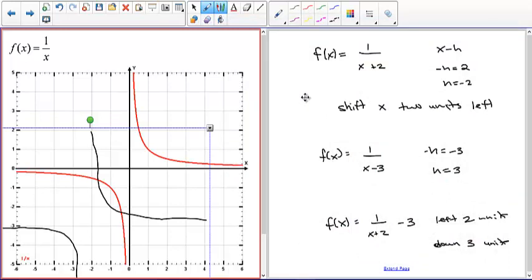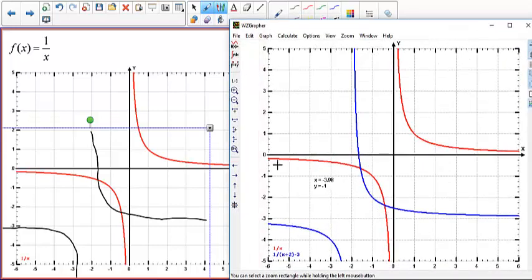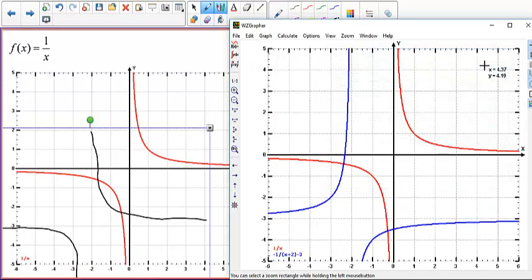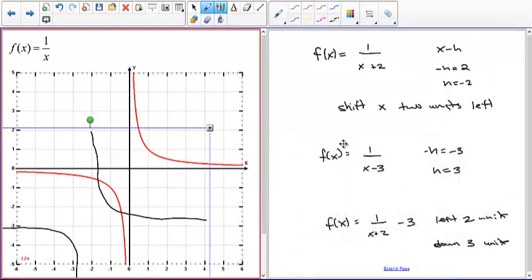Okay. Now let's actually look at this. So let's go back to if I put a minus sign in front of here. So it's minus 1 over x plus 2. Let's see what that does. Okay, so the negative in front of the argument does that. It does a reflection. So let's look at that case.